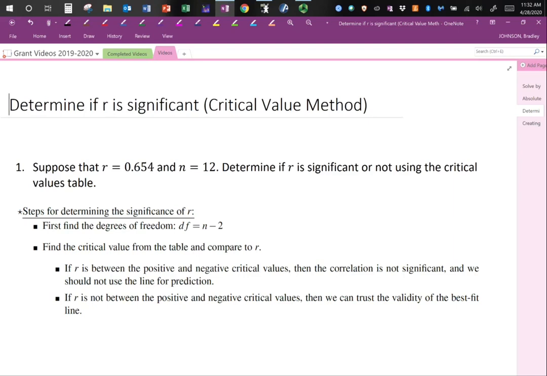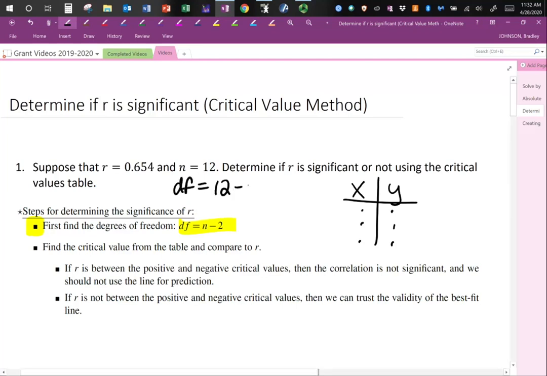Now, before we go to the table, first let's review the steps. So here's our steps. First, we will find the degrees of freedom. The degrees of freedom is n minus 2. Now, it's n minus 2 because when we're dealing with correlation, it comes from a data table with x and y, and you have a bunch of these. So we're subtracting by 2 when we're dealing with linear regression. That's where our correlation comes from. So in this example, n was 12, so the degrees of freedom would be 12 minus 2 gives you 10. So it's as simple as that.